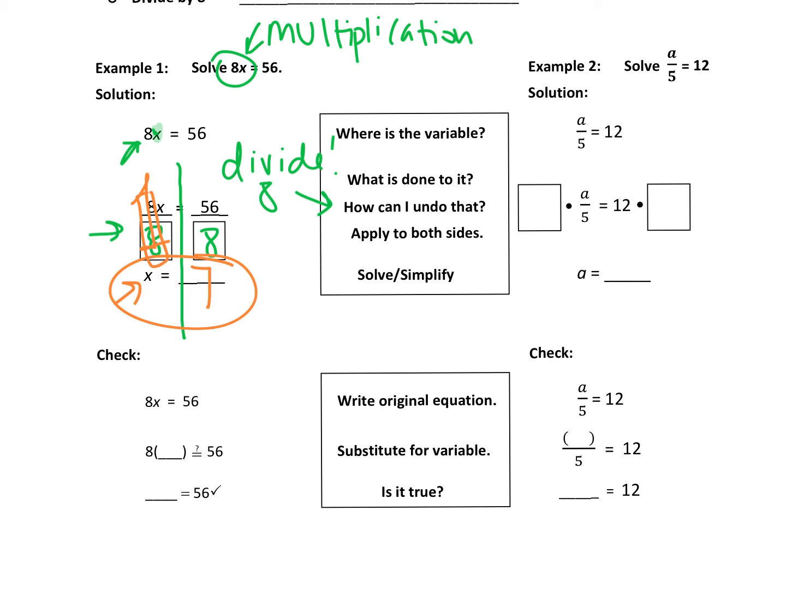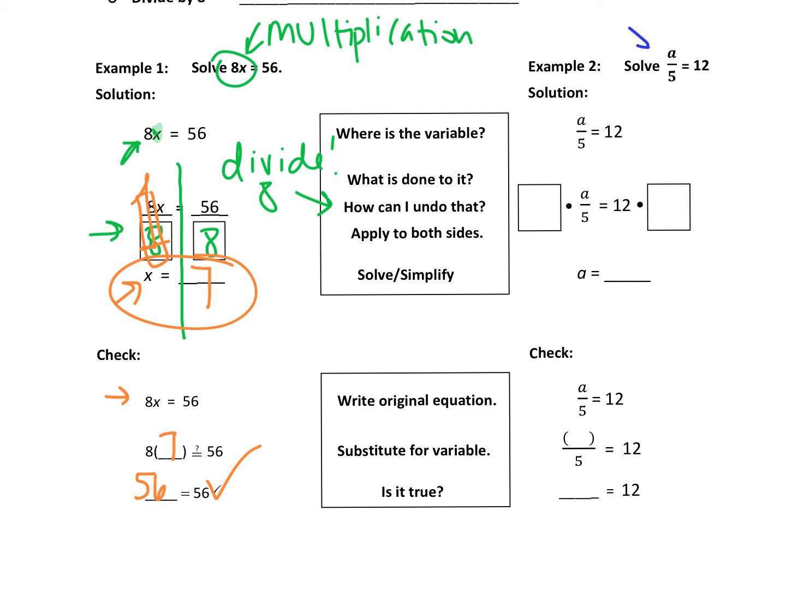And we can check by plugging 7 back in. So we can plug 7 into the problem: 8 times x equals 56. 8 times 7, is that equal to 56? Well, 56 equals 56. It's all good to go. When we still draw that line, it just makes it a little harder to see here.